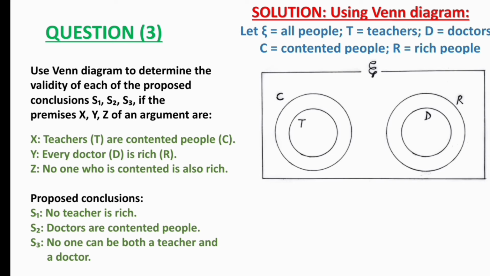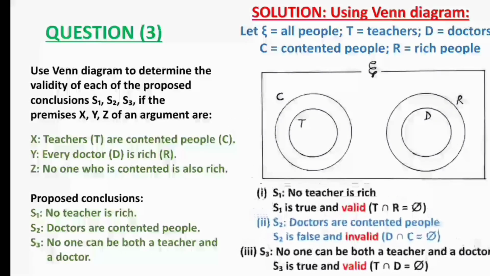The third premise Z says no one who is contented is also rich. That means that the circle for C is not having any business with the circle for R. There are two disjoint circles because no one who is contented is also rich. There is no intersection between the circle for C and the circle for R. They are two separate and disjoint circles.